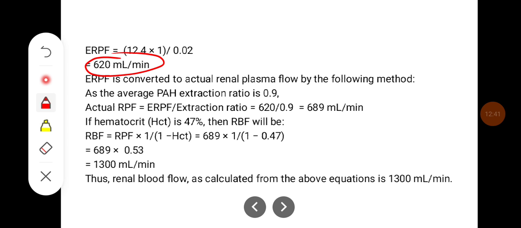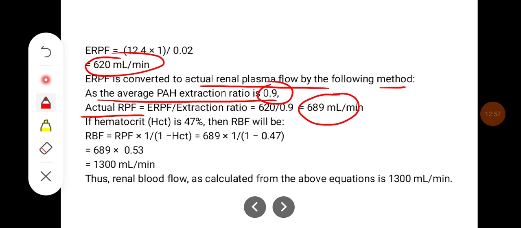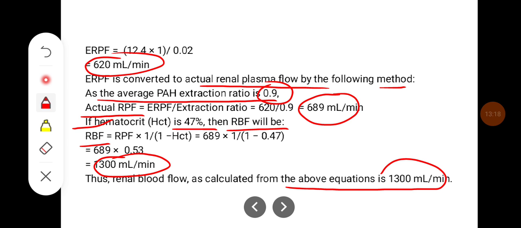Then the effective renal plasma flow is converted to actual renal plasma flow by the following method. As the average PAH extraction is around 0.9, the actual renal plasma flow becomes 689 ml per minute. And if you know the hematocrit, which is around 47%, the renal blood flow will be around 1300 ml per minute according to the calculation. Thus, the renal blood flow as calculated from the above is around 1300 ml per minute.